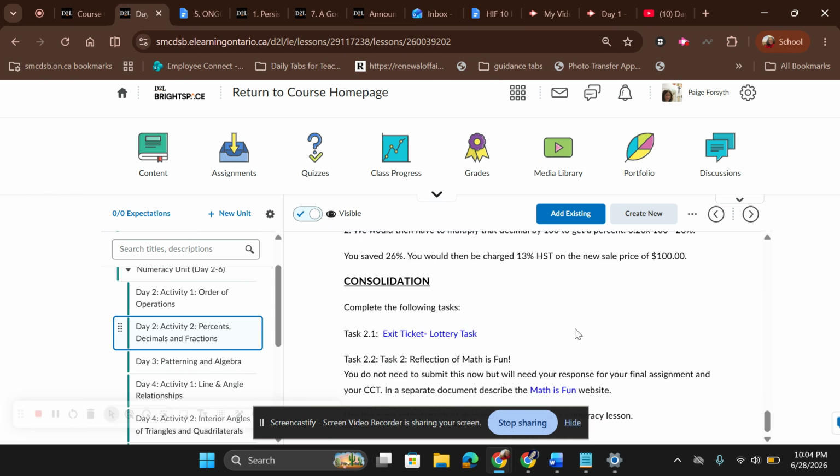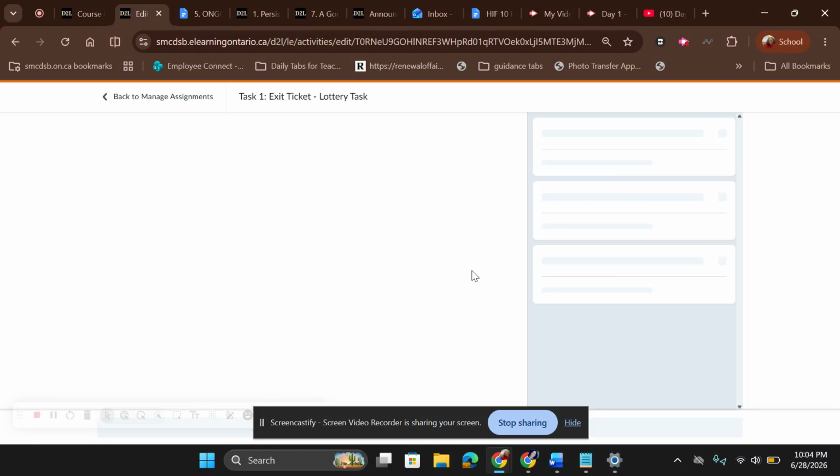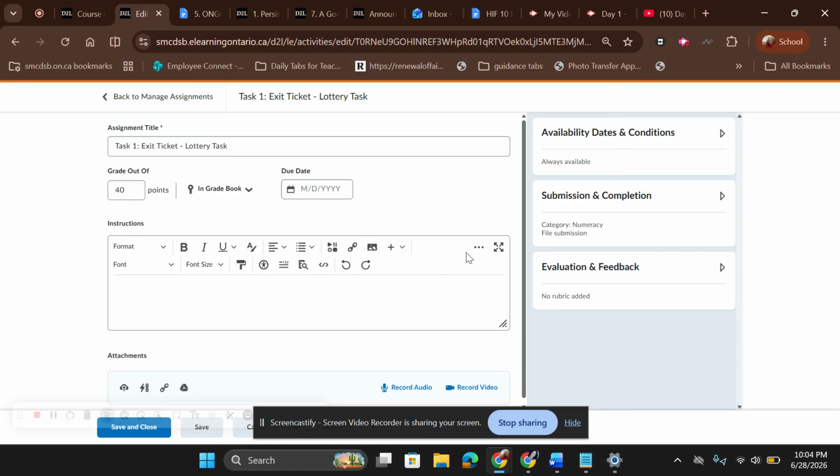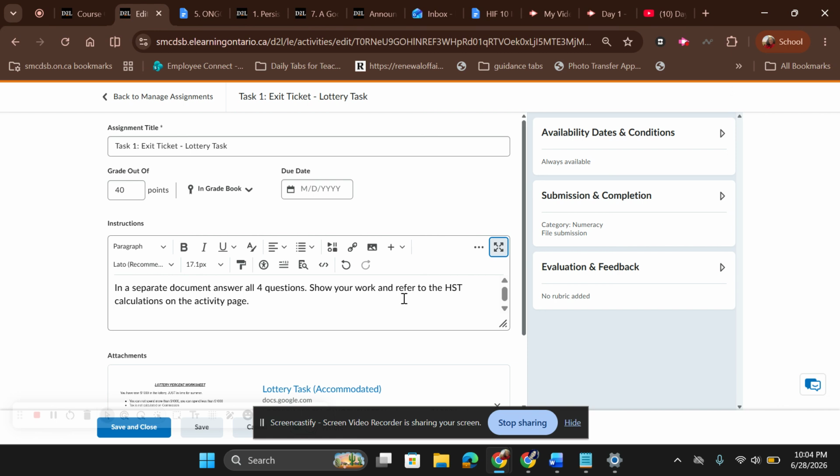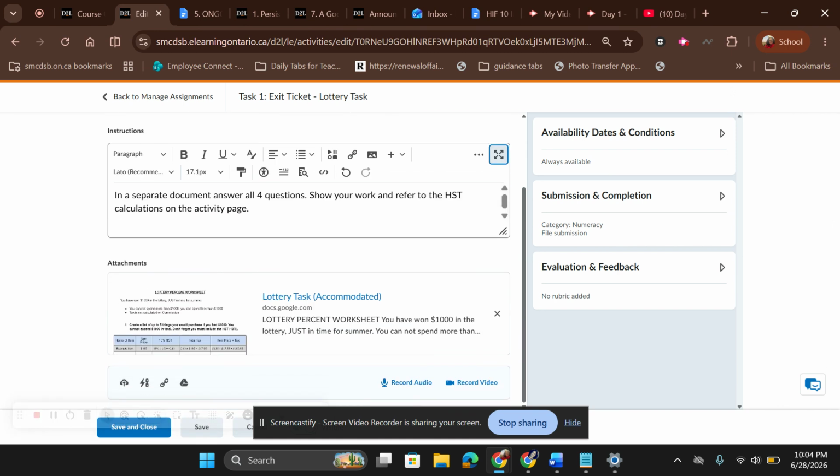Okay, so you're going to complete the exit ticket lottery task. And so you're going to click on this here. Okay, so in a separate document, answer all 4 questions, show your work, and refer to the HST calculations on the activity page. If you have an IEP, you're going to click on the lottery task here.